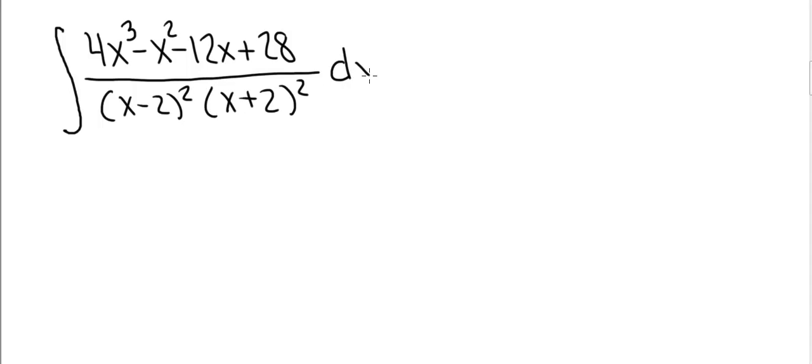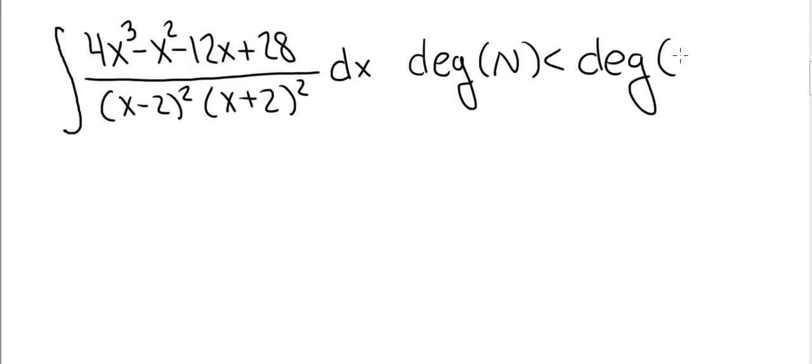So first we have to make sure that the degree of the numerator is strictly less than the degree of the denominator. If that's not true, we first have to use long division. The degree of the numerator is 3 because we have a third degree polynomial. The degree of the denominator can be computed as follows.